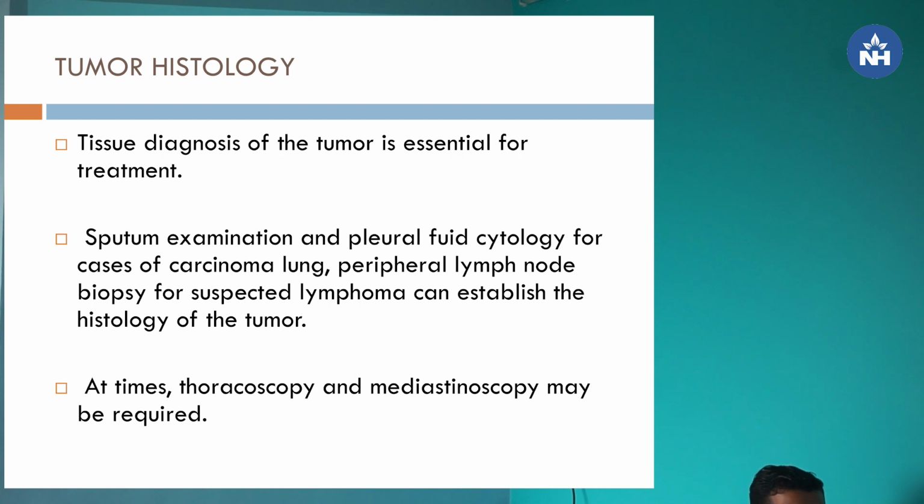Tumor histology. Tissue diagnosis of the tumor is essential for the treatment. Sputum examination and pleural fluid cytology for cases of carcinoma lung, peripheral lymph node biopsy for suspected lymphoma can establish the histology of the tumor. At times, thoracoscopy and mediastinoscopy may be required.